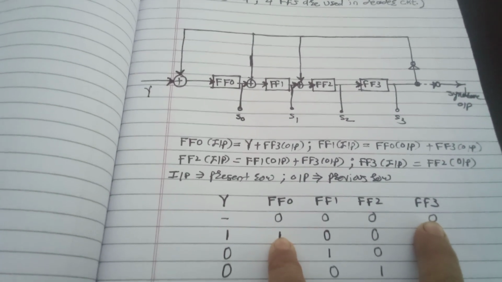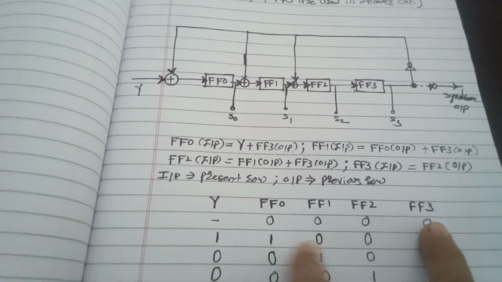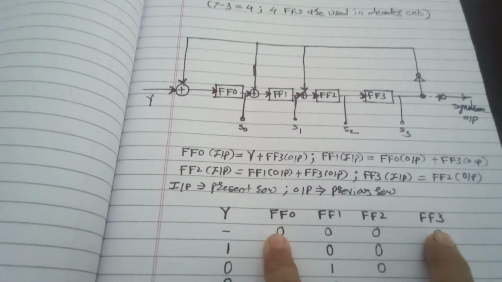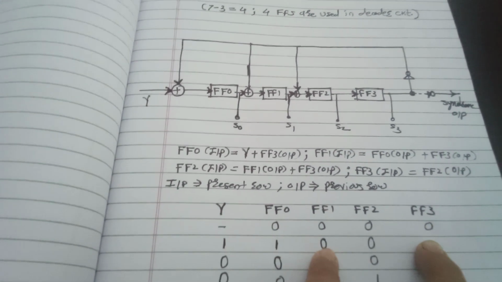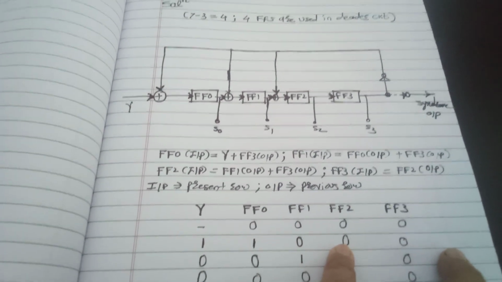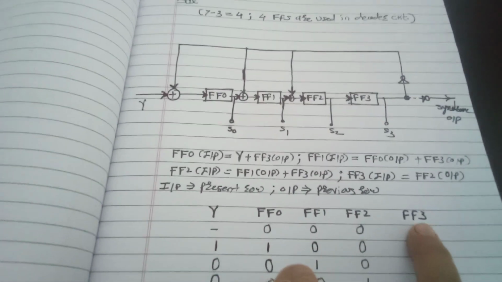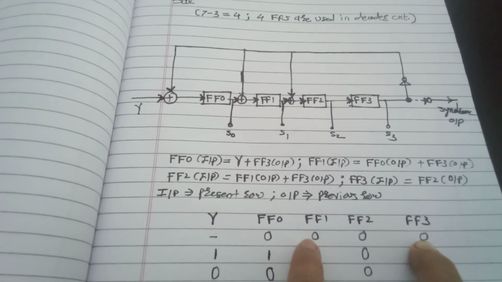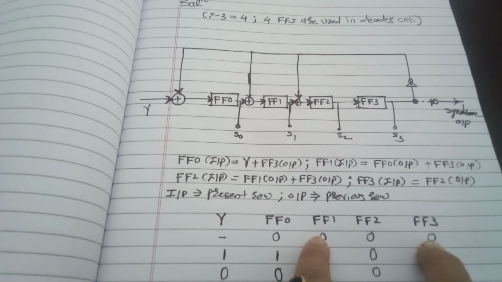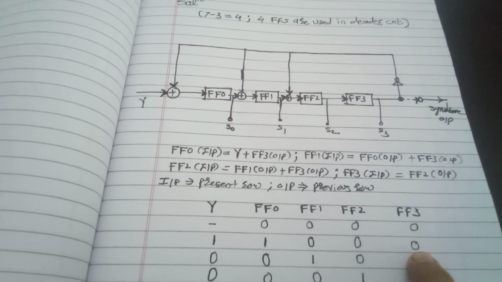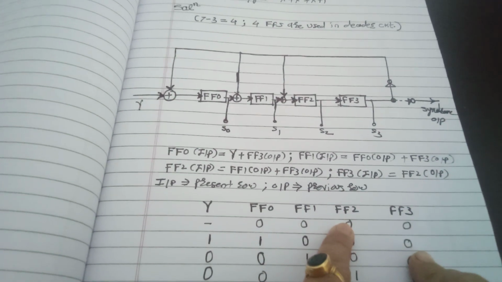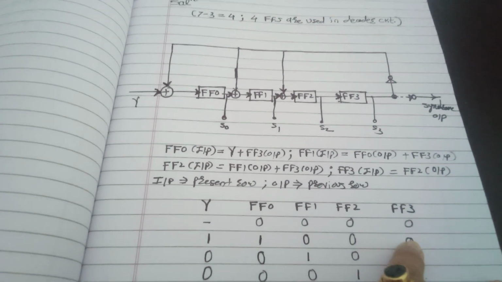Then what is flip flop 1 input? That is equal to flip flop 0 output plus flip flop 3 output, that is 0 plus 0. So this is 0. What is flip flop 2 input? That is equal to flip flop 3 output, meaning previous row, plus flip flop 1 output. So 0 plus 0 is 0. What is flip flop 3 input? That is equal to flip flop 2 output. That means this will appear here.